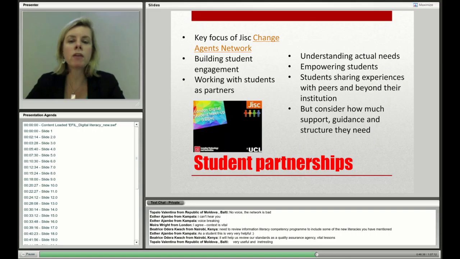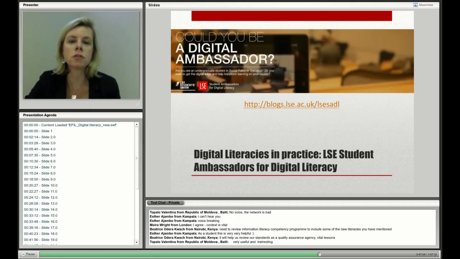And also what we find is that students sharing their experience with their peers is really powerful. So a student telling another student about an initiative or a tool that they're using is often going to be much more powerful than staff teaching them about it. What we do find is that students do need quite a lot of guidance and support and structure, particularly if you're setting up a peer mentor scheme.